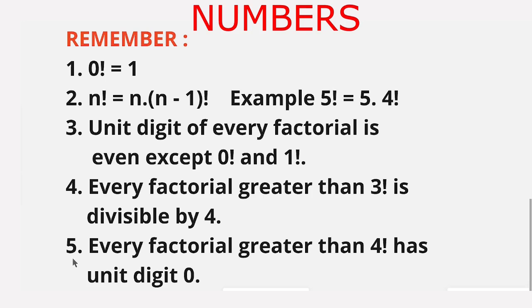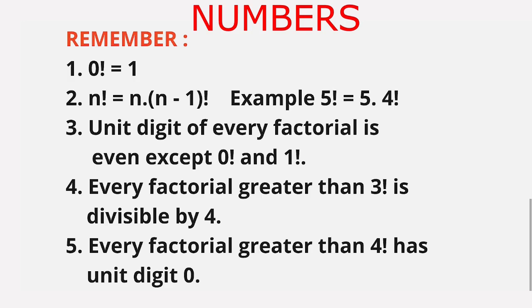Point 5, it's important. Every factorial greater than 4 factorial has unit digit 0. 4 factorial is 24. Up to that factorial only the unit digit is other than 0. 5 factorial is 120, 6 factorial is 720 and 7 factorial has value 5040, that is also the unit digit 0. And all other factorials greater than 4 factorial have unit digit 0.